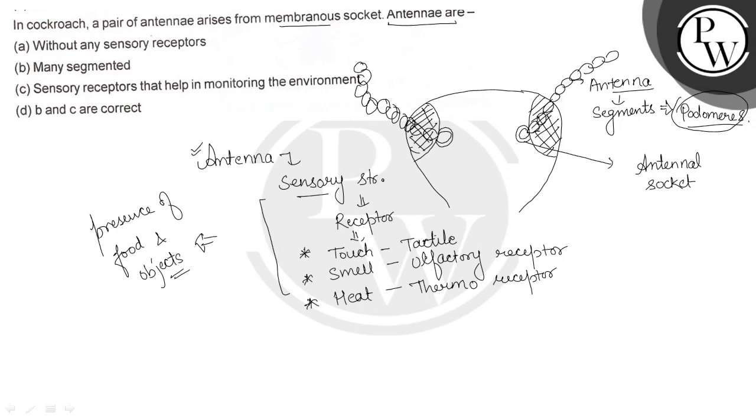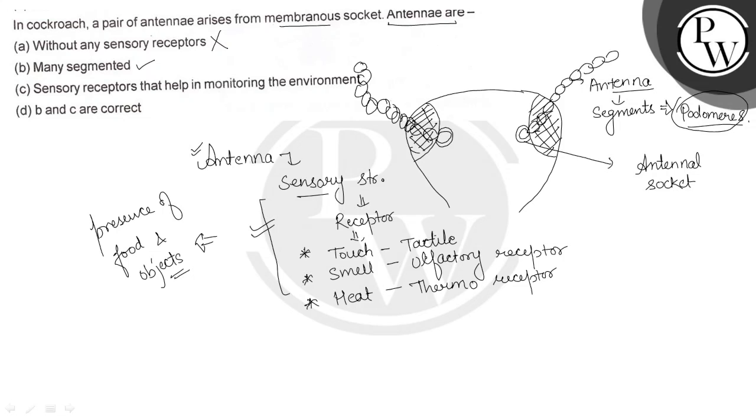So now let's see the options one by one. So first is without any sensory receptors. So this is wrong because it has sensory receptors. Many segmented. So this is true because you can see that each antenna has many segments. So this statement is true.